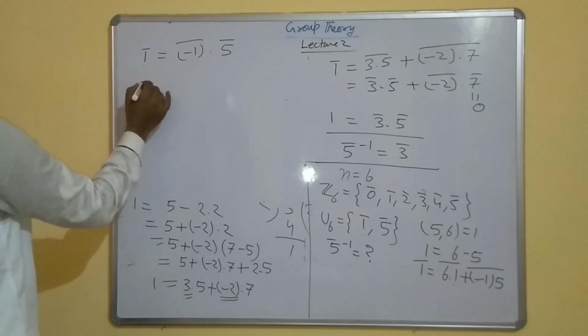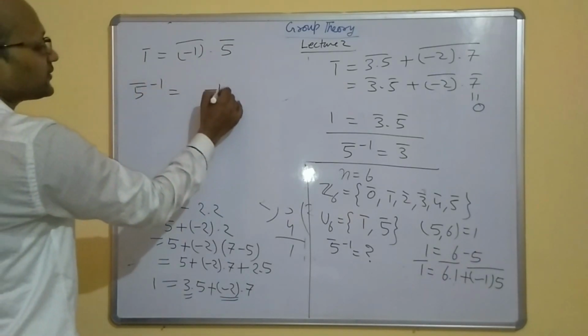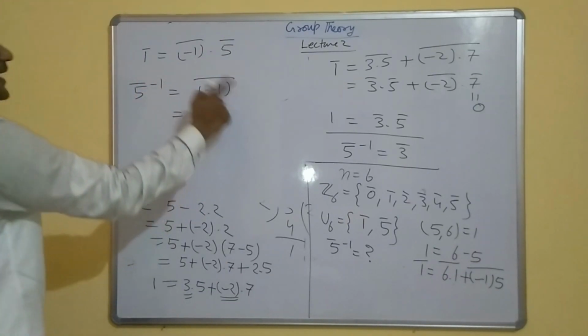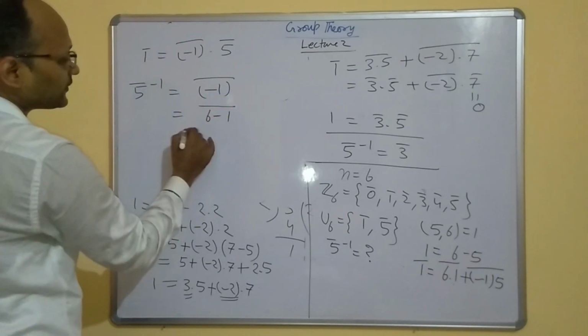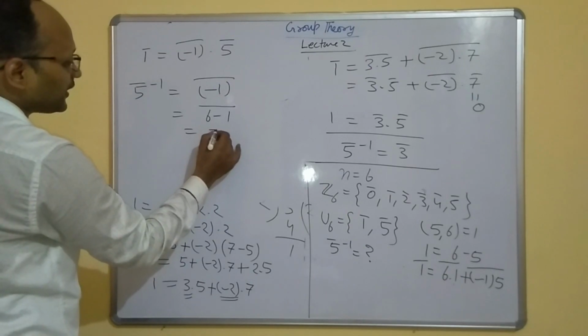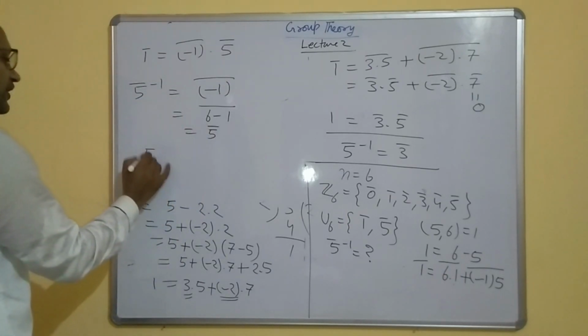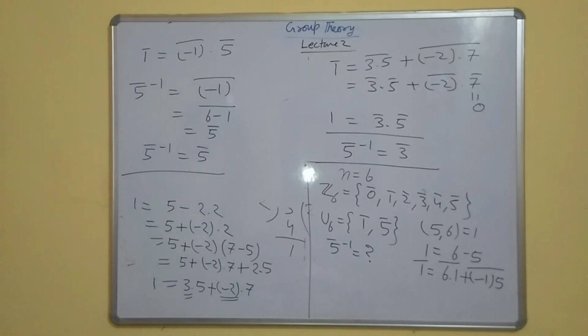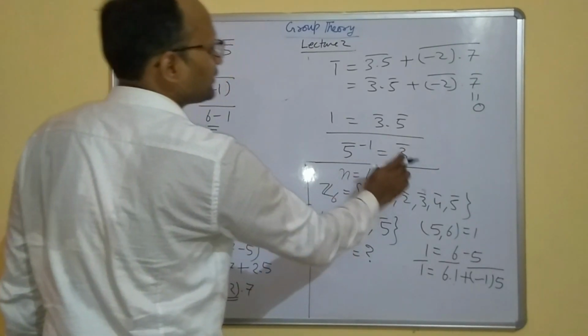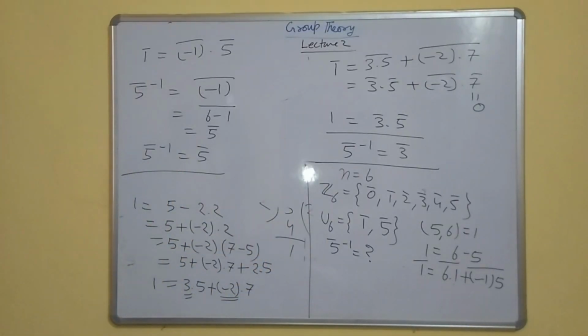So what is the inverse of 5 bar? This is minus 1 bar. Now what is minus 1? This is the additive inverse of 1, so it is 6 minus 1, so it is again 5 bar. So the inverse of 5 bar is 5 bar. So the inverse varies: as we have seen, the inverse of 5 bar was 3 bar in U7, but in U6 the inverse of 5 bar is 5 bar.